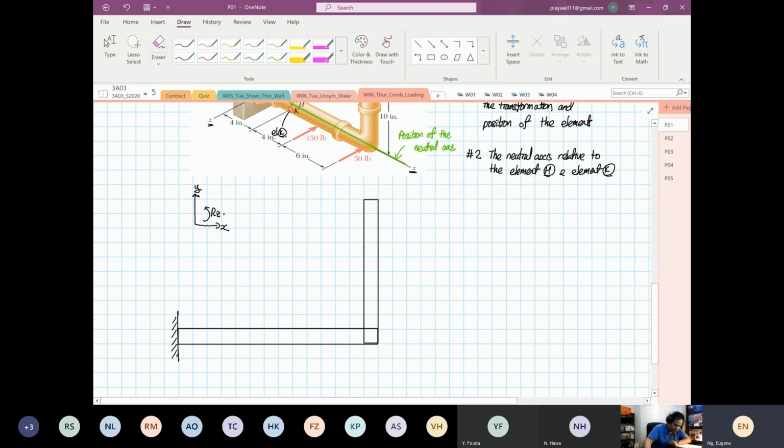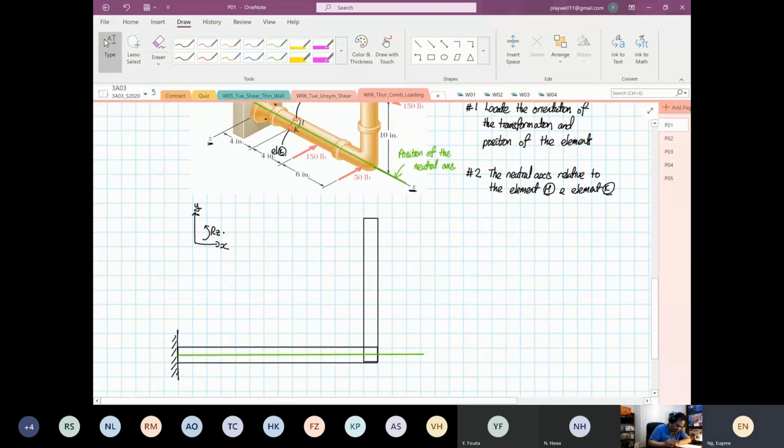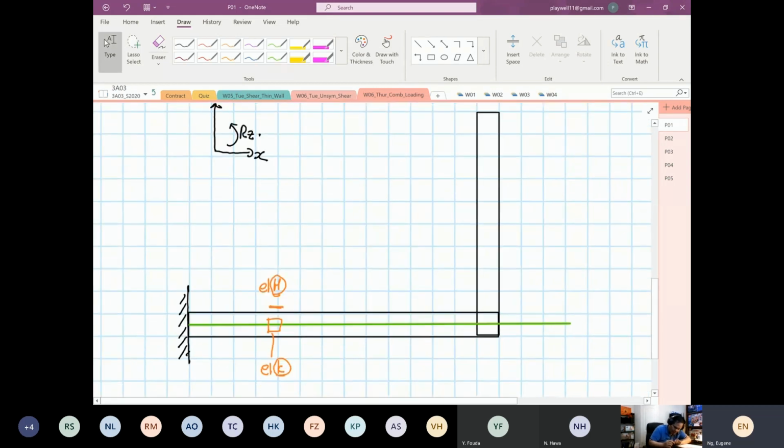The first thing to do, we draw our neutral axis. Also, don't forget your neutral axis. The neutral axis is very important relative to the element. So this is the position of our neutral axis. Very important line. Then we have element H, so you have to sketch where your element H is. Ideally, I like to draw this in red. So this is where our element H is. And over here, this is our element K. We identify where our elements are first.